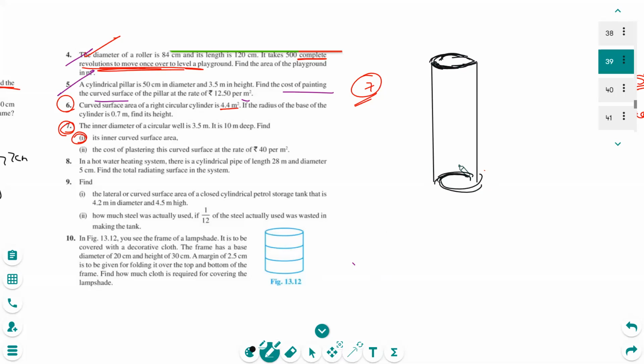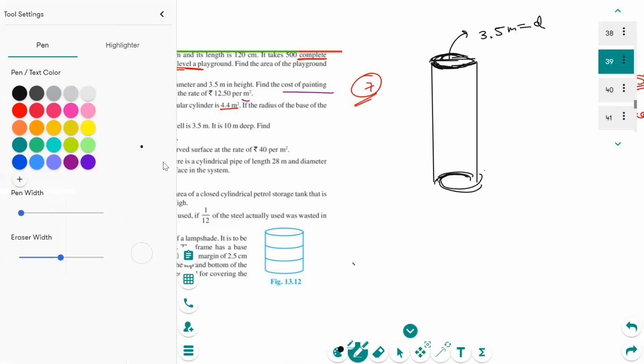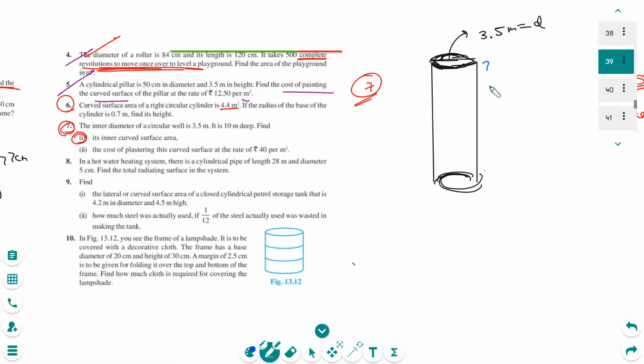Now the inner diameter is 3.5 meter. It is 10 meter deep. What do you mean by deep? Height. The depth is the height, that is, the height is 10 meter. Find the inner curved surface area.